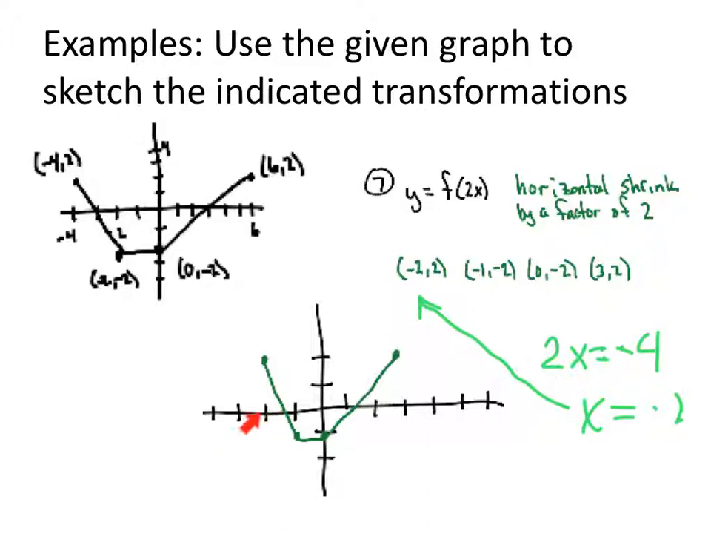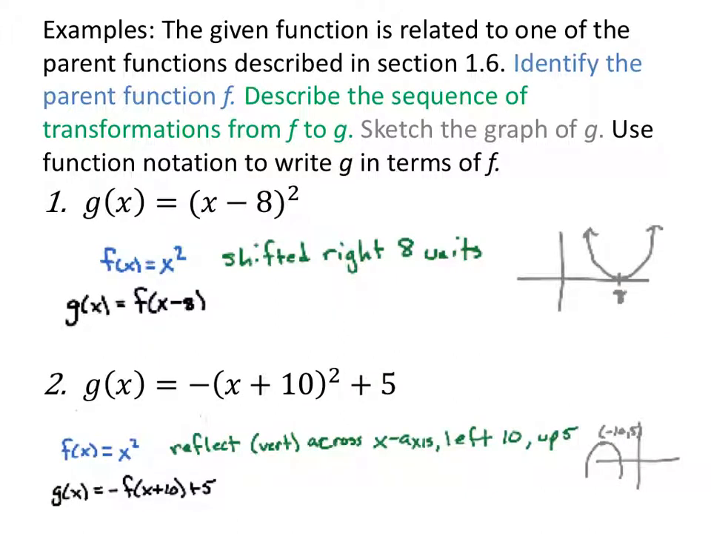Notice how it shrinks it. It's a narrower graph than what we had to start with. So a horizontal shrink by a factor of 2. All right, let's do some different types of examples.